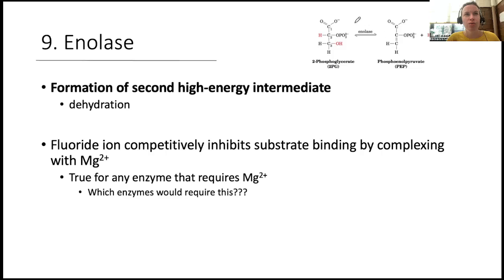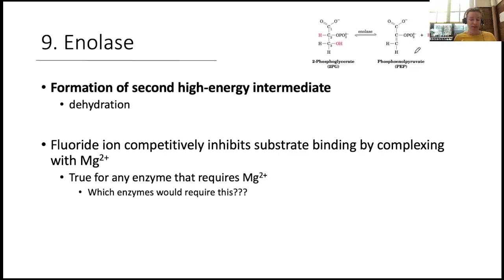So we're taking 2-PG and converting it to phosphoenol pyruvate, or PEP. Okay? PEP is this molecule with this extensive, almost conjugated system, right? And this contains a high energy bond.